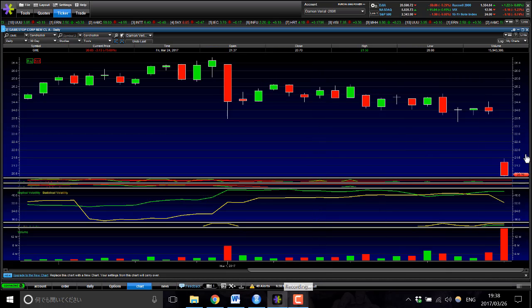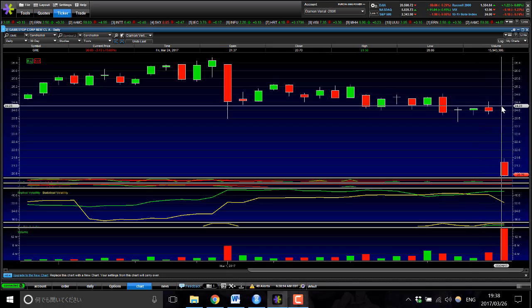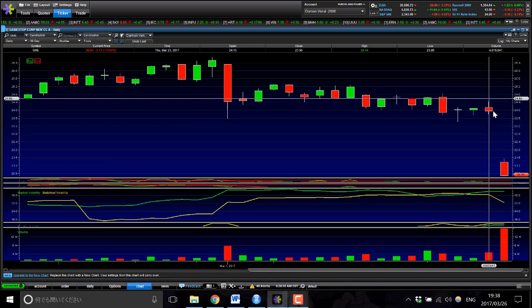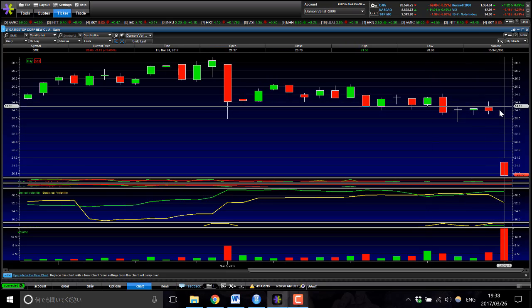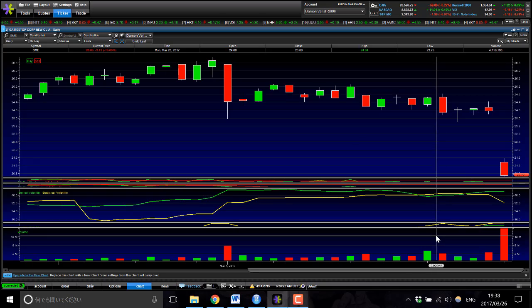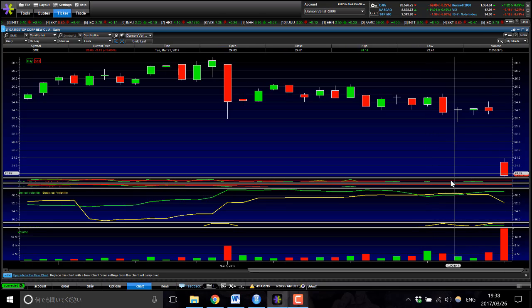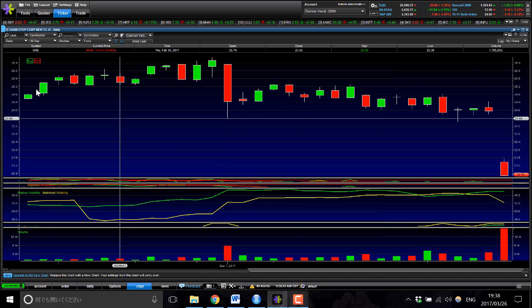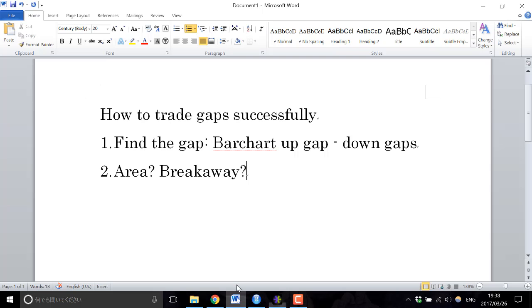If it's an area gap, what it means is that the gap is going to fill. In other words, the stock is going to move up in this case, and eventually there's going to be a candlestick that gets us back to this level. And if it's a breakaway gap, we just keep going further, and that gap almost never fills, or it doesn't fill within the trading period that we're looking at. So we need to ask that question, and we need to answer that question.